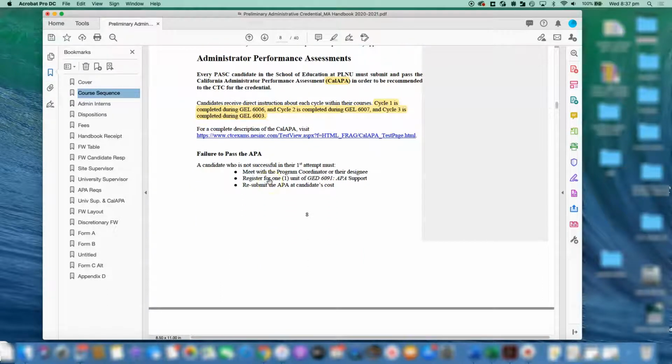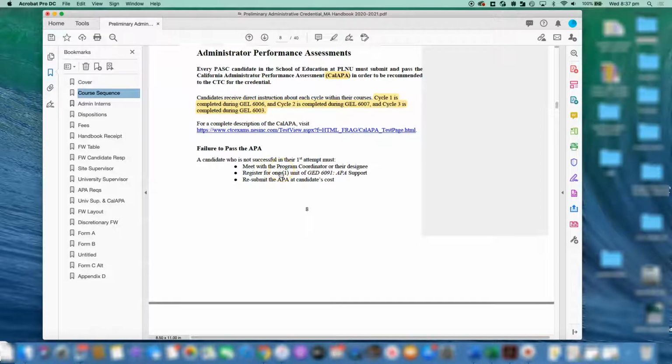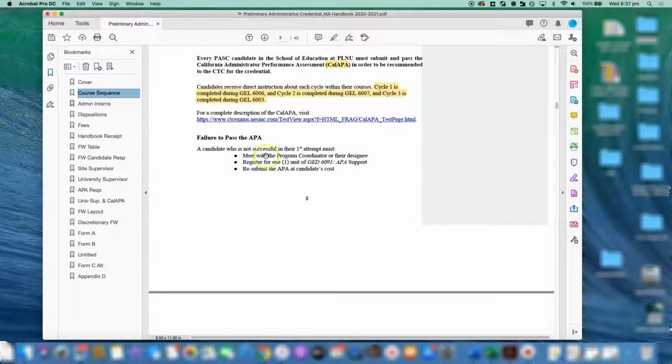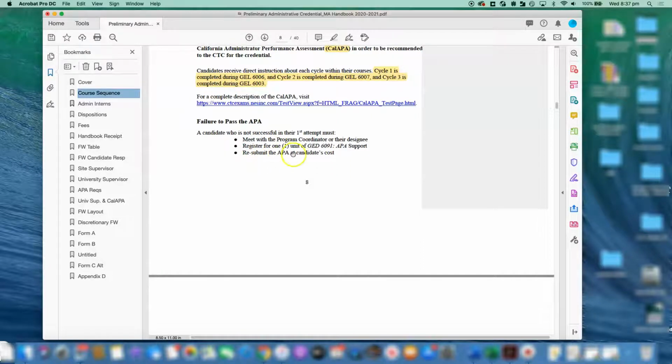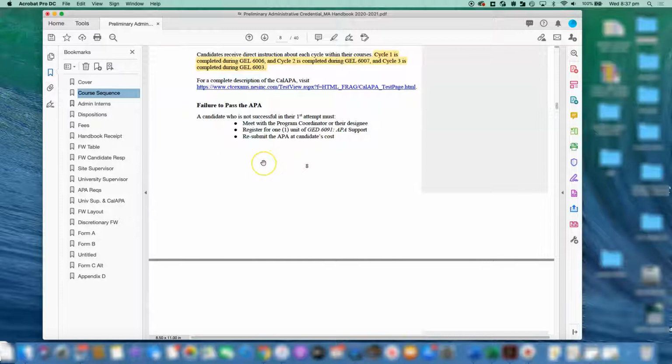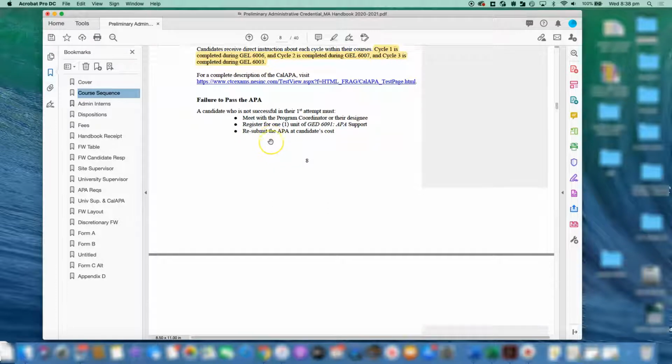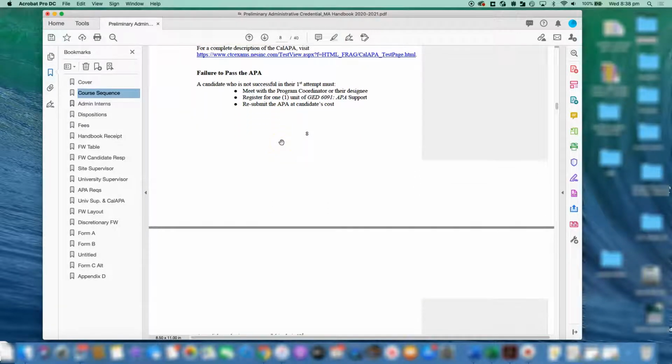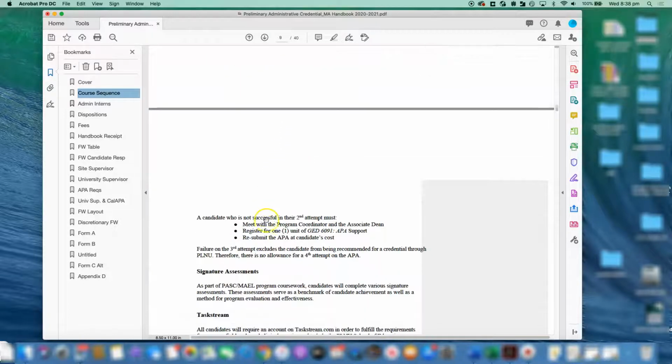And it happens, we have this happen, especially during COVID-19, during this time. It's harder in a Zoom environment sometimes to show what you know, so to speak, and follow all the requirements. And that's what we're here to do, is support you through that during this time as well. But if for some reason you're not successful to pass on the first attempt, we do have a plan and a process. You meet with a program coordinator, that would be me, and then you register for 691 APA support, and then you work with that coordinator to resubmit the APA at the candidate's cost, which means you have to pay for it again. So I apologize for that, but you do.